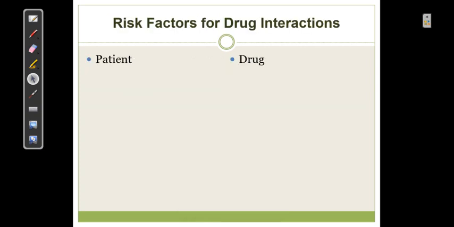So now moving toward the risk factors of drug interaction, right? Risk factors for drug interaction you can divide into two categories. One, patient related factors, and second is drug related factors. Patient related factors, many factors we are going to discuss. First one is age, right? Definitely all formulations are designed for adults, the normal human population, right?